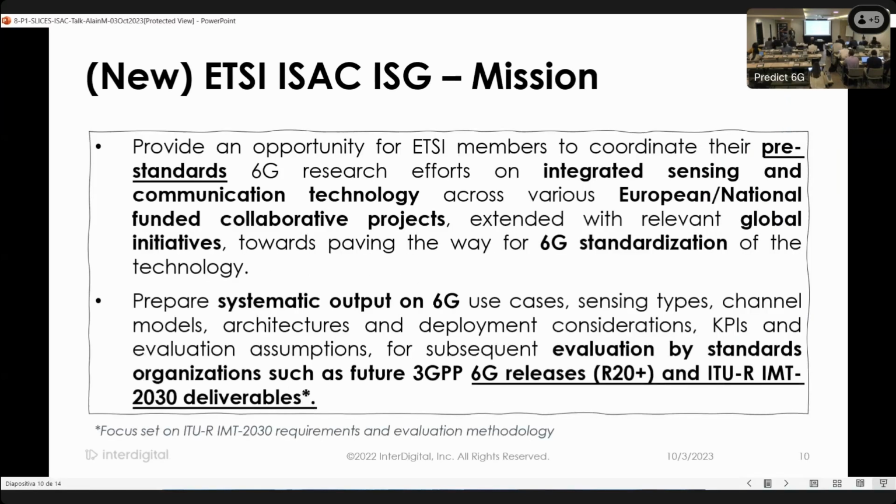Again, I think I already touched upon the mission. The mission of this ISG is to coordinate the pre-standard research effort on ISAC, especially from the European and nationally funded projects, and try to pave the way for 6G standardization of the technology. The output is going to be group reports, proofs of concept and prototypes on prioritized 6G use cases, sensing types, channel models, architectures, and deployment considerations. And the aim here is not to interfere with 3GPP, but to complement 3GPP by having information ready for 3GPP to pick up from Release 20 onwards for 6G. So this is the whole idea.